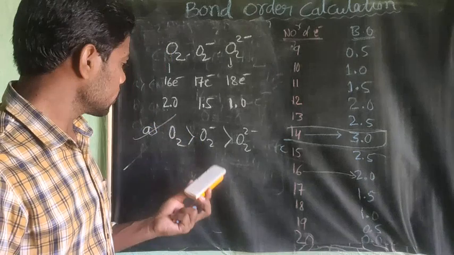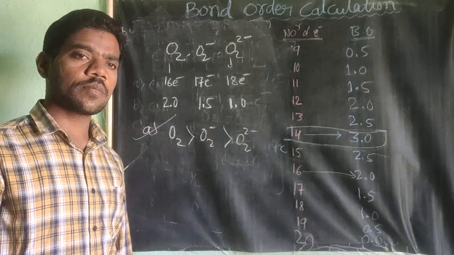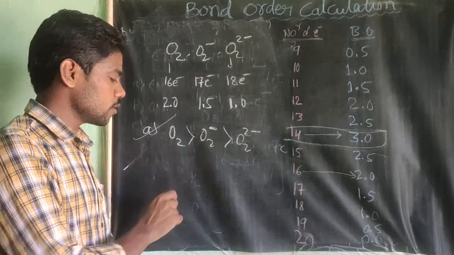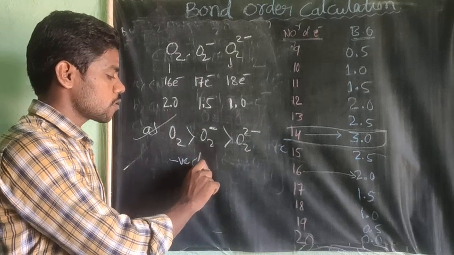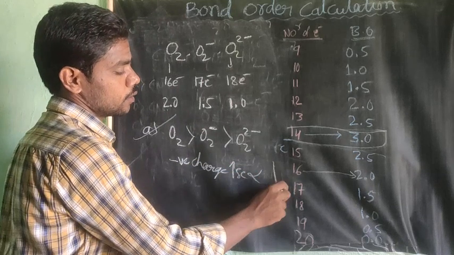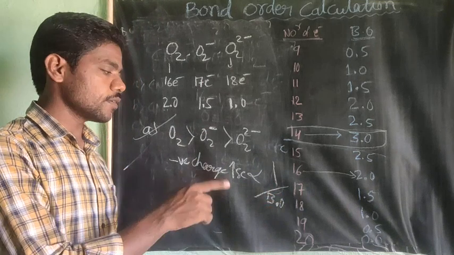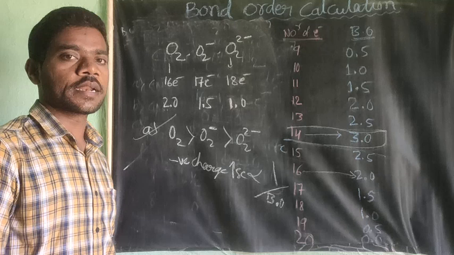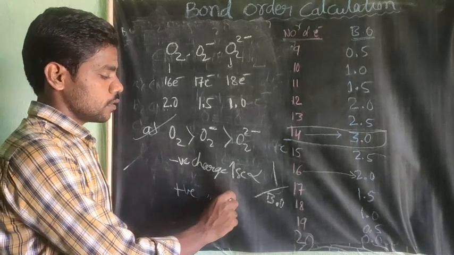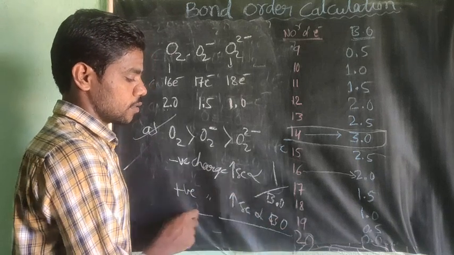And one more thing, dear student: here O2, O2 minus and O2 2 minus are there, right? One generalization you observe is that as the negative charge increases, the bond order decreases. Therefore the negative charge is inversely proportional to bond order. And conversely, as the positive charge increases, the bond order increases. They are directly proportional.